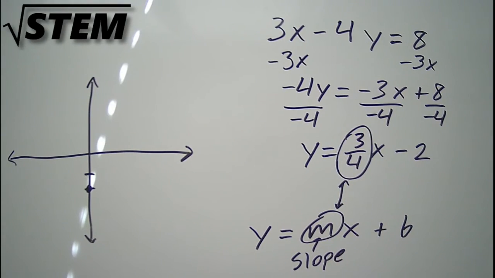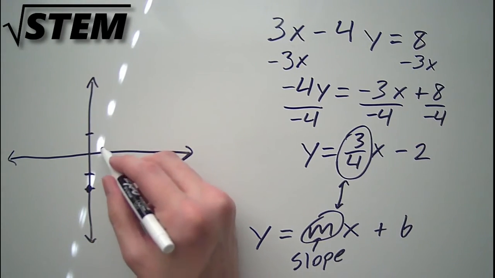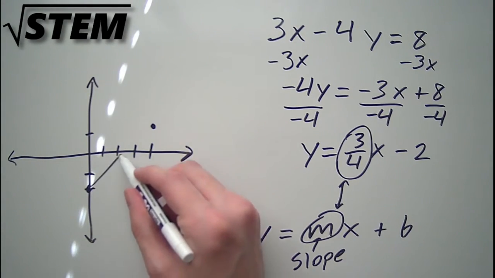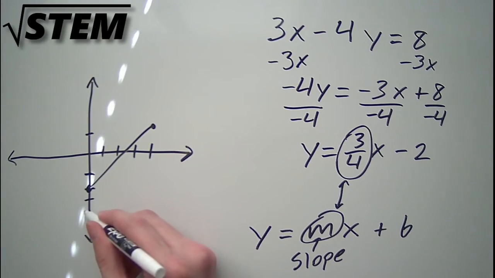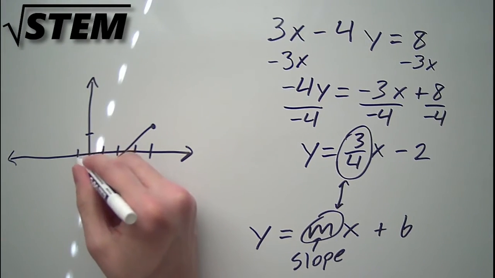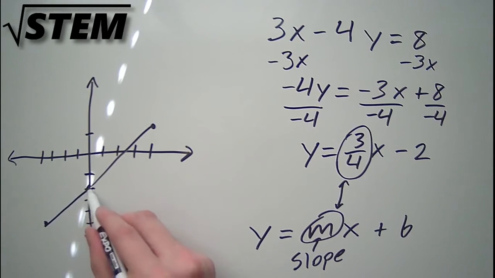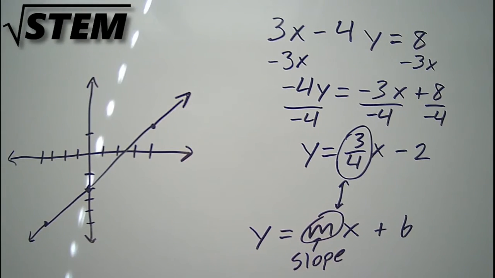Next we'll start filling in the line. Because the slope is 3/4, we'll want to go up 3 steps and over 4 steps. So that's up 1, 2, 3, and over 1, 2, 3, 4 in this direction. And in the other direction we would go down 1, 2, 3, and back 4 for a point here. And that is our line that we're starting with.